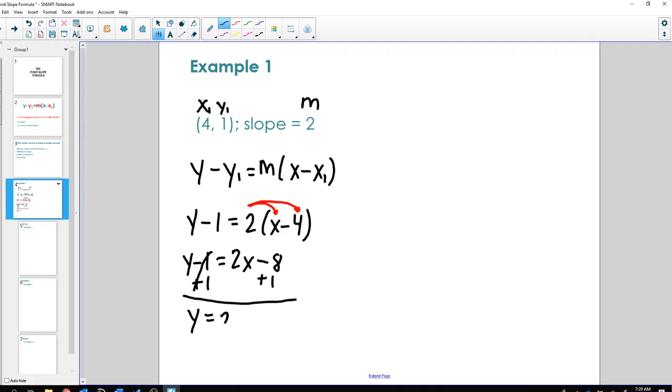So y equals 2x. Now this is where we've got to be careful so we don't get our signs confused. Negative 8 plus 1 is negative 7. And once I get there, I'm done. I have now gone from point-slope to slope-intercept form.